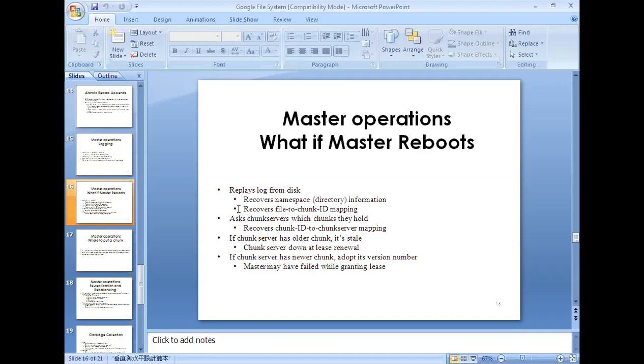In a similar way, it recovers the file to chunk ID mapping. As we discussed at the very beginning of the Google file system, whenever a client makes a request to the master, the master will produce the file name followed by the chunk index. Chunk index is the 64-bit number allocated to each chunk while creating that particular chunk itself. Right? So all this information will be restored, and then it asks the chunk servers which chunks they hold.